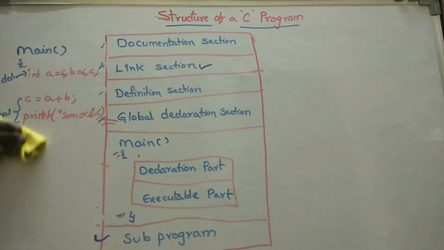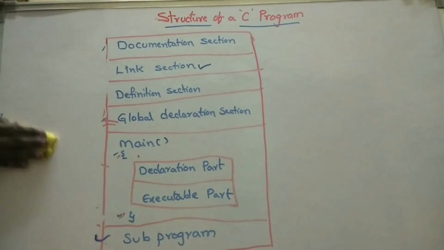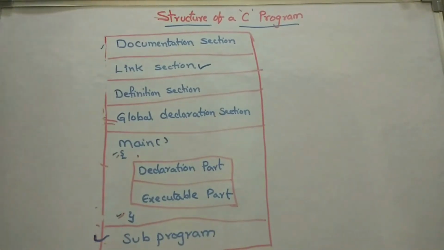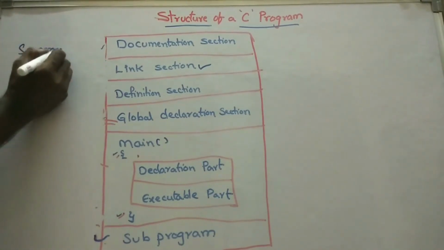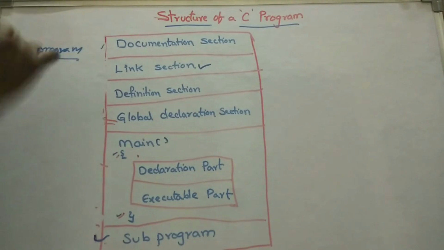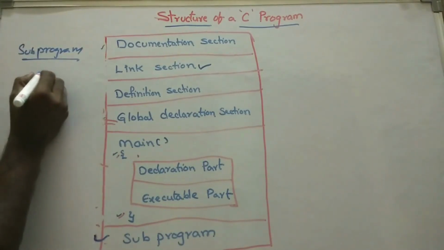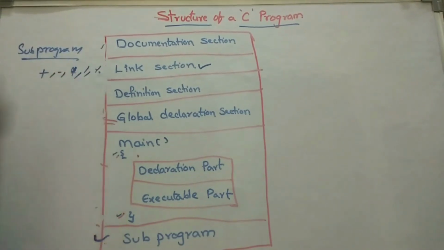What is meant by subprogram? In the subprogram section, if there is one big problem, that problem is divided into n number of subproblems. Suppose, for example, I want to perform all the arithmetic operations. What are the arithmetic operations? Either addition, subtraction, multiplication, division, or modular division.